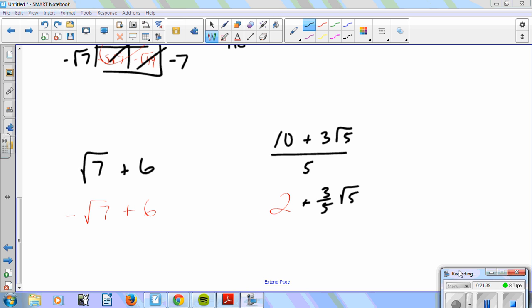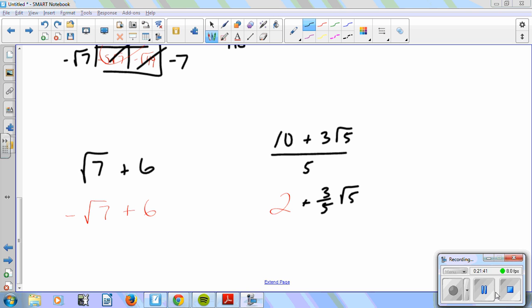So that's that whole second half of multiplying and dividing, stuff like that. So that's where we're going to go from there. Your assignment you'll have here in a second to work on the rest of the hour.